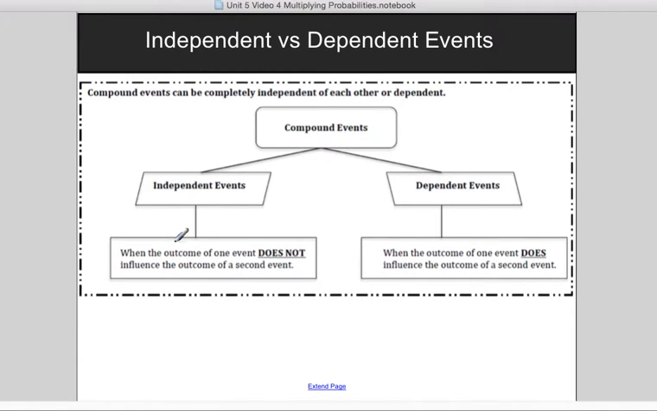So once again, independent: I draw a card, I look at it, I put it back. Dependent: I draw a card, I hang on to it, then I draw another card. Okay, so that's the difference between independent and dependent.